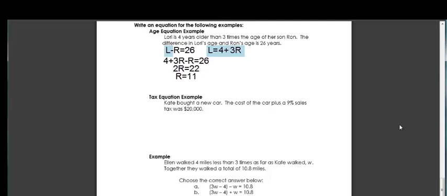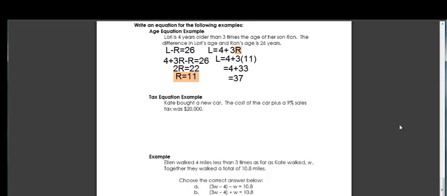Now, we need to figure out how old Lori is. It says Lori is 4 years older than 3 times Ron's age. So Lori is 3R plus 4. We know R is now 11, so let's plug that in. So we get 3 times 11 plus 4. 3 times 11 is 33. Plus 4, that'll give us 37. So Lori is 37 and Ron is 11.